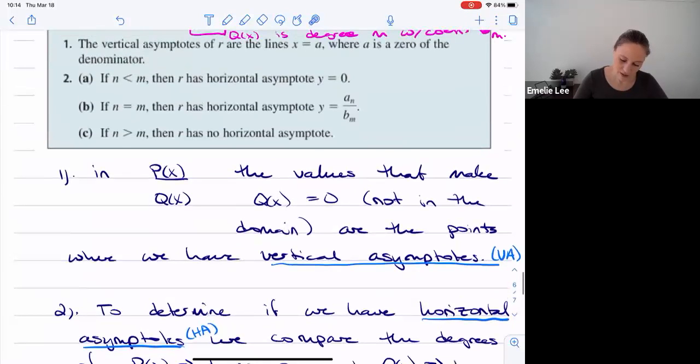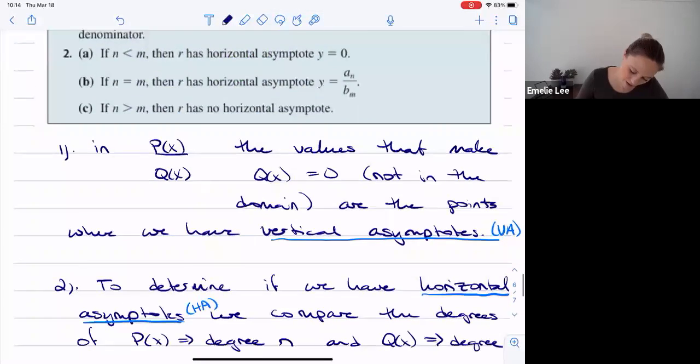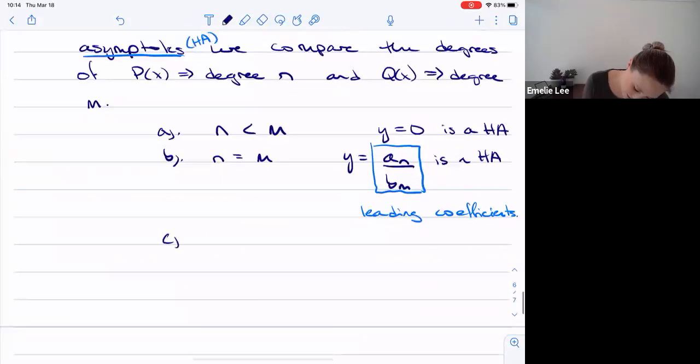And then finally, if the degree of the numerator is larger than the degree in the denominator, then there is no horizontal asymptote, and that is totally fine. Notice that we've covered all the different scenarios, right? And so sometimes we don't have a horizontal asymptote, and that's okay. So, finally, if n is larger than m, then there is no horizontal asymptote.